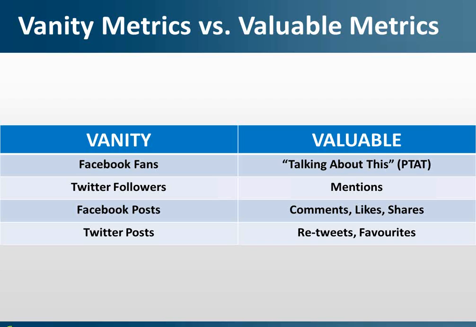So you might be familiar with the term vanity metric. It's a really popular term when talking about social data. Basically, a vanity metric is a number that's pretty much meaningless if it's not somehow correlated with high engagement. Some examples of vanity metrics: how many fans you have, how many followers you have, how many times you post, how many times you tweet. These are all good to look at, but they generally mean nothing if you're not looking at the valuable metrics that are associated with these.